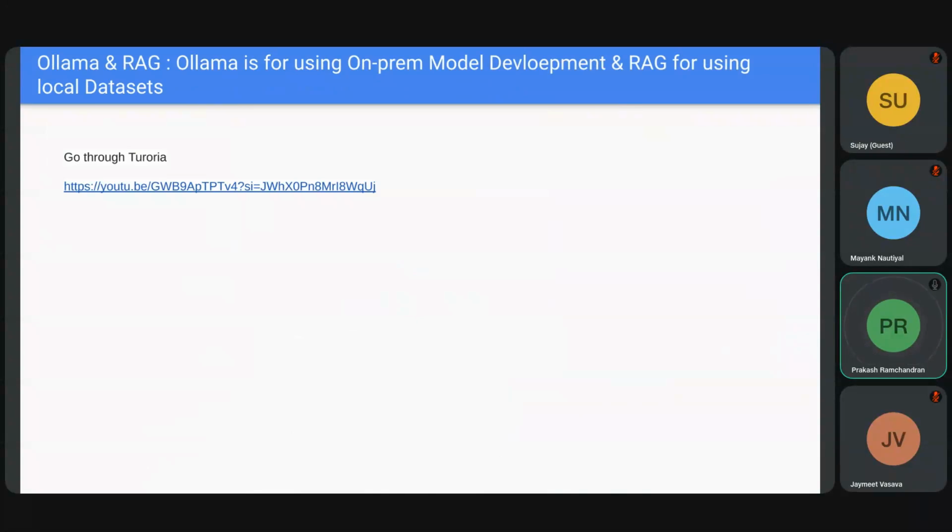If you use RAG, there is a tutorial available called Ollama and RAG. So what is Ollama? Ollama is for using an on-prem model, which you can do. And I think Sujay will present sometime on Ollama and how to use an on-prem model. At some point of time, we'll do it. But at this time, before I close, I just want some Q&A, and after that, I'll stop recording.